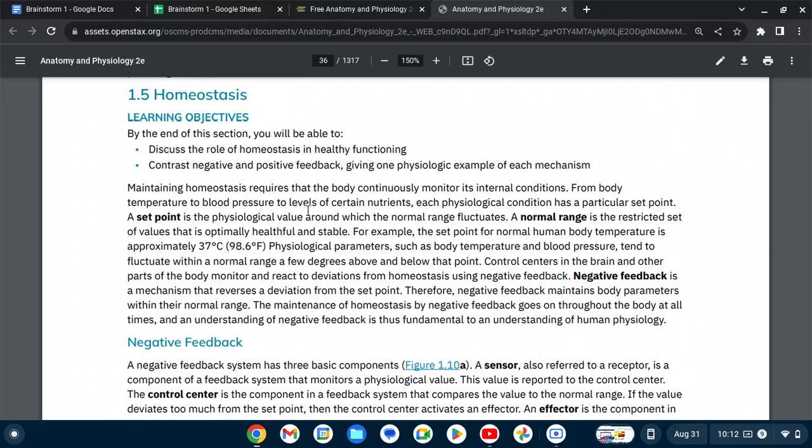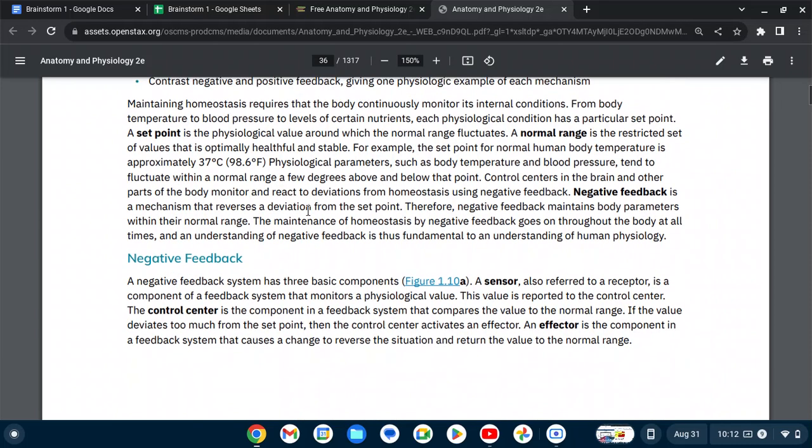Learning objectives. By the end of this section, you will be able to discuss the role of homeostasis in healthy functioning, contrast negative and positive feedback, giving one physiologic example of each mechanism.